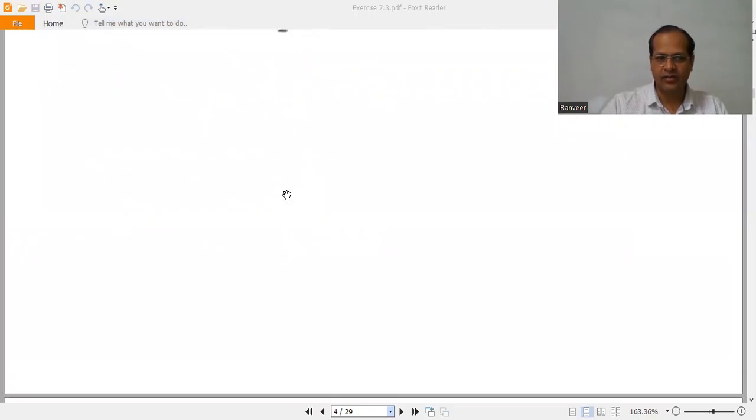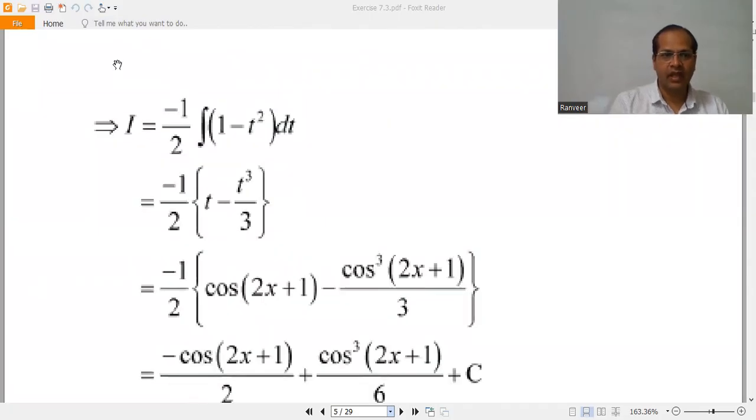After that we have to substitute the corresponding value, and this value is minus 1 by 2, 1 minus t square. So we can write here t cube by 3. So t value is cos 2x plus 1, and cos cube 2x plus 1 by 3. Just multiply by minus 1 by 2 in all the terms we got. This is the answer.